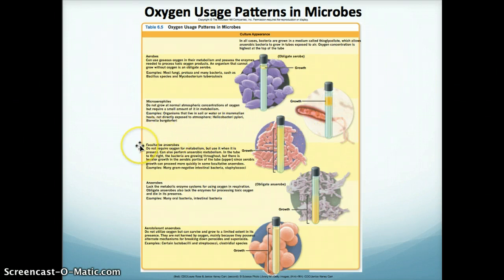The next group is called facultative anaerobes. So they don't require oxygen for metabolism, but when it's present they will use it. So in this one what you'll see is that you'll have growth throughout, but the majority of the growth will be in that upper part, probably upper 2/3, and that's because growth in the presence of oxygen is actually faster than anaerobic growth. So that's that facultative anaerobe.